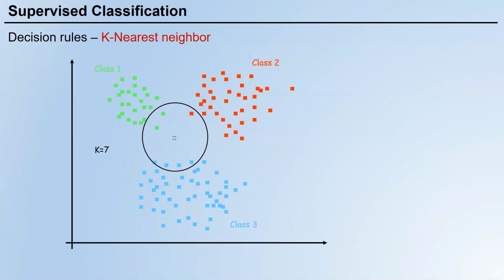Of course, now we can draw a larger circle because we assign 7 to k. So 1, 2, 3, 4, 5, 6, 7. Now we have a larger circle, and we're using the 7 nearest neighbor method. Which class should we assign this candidate pixel to? If we are talking about majority, it should be class 3.